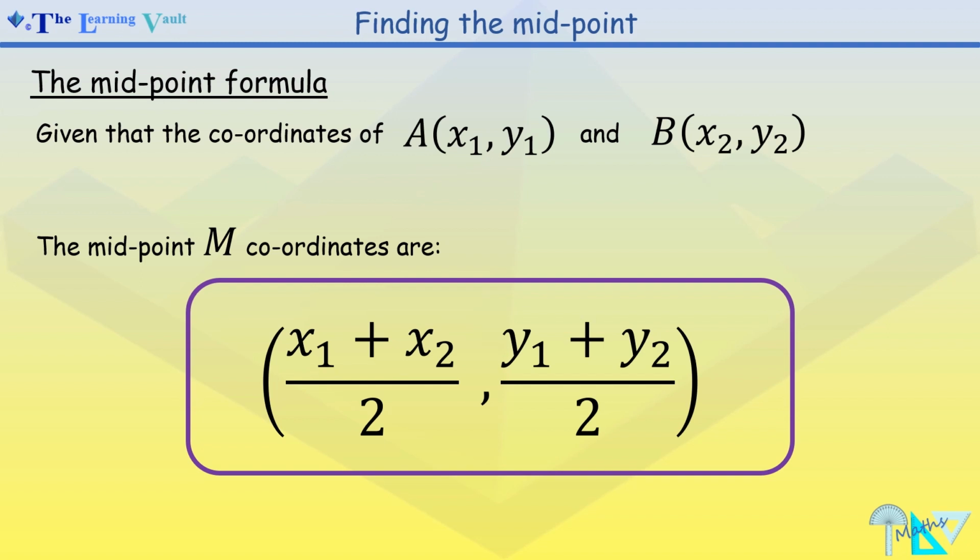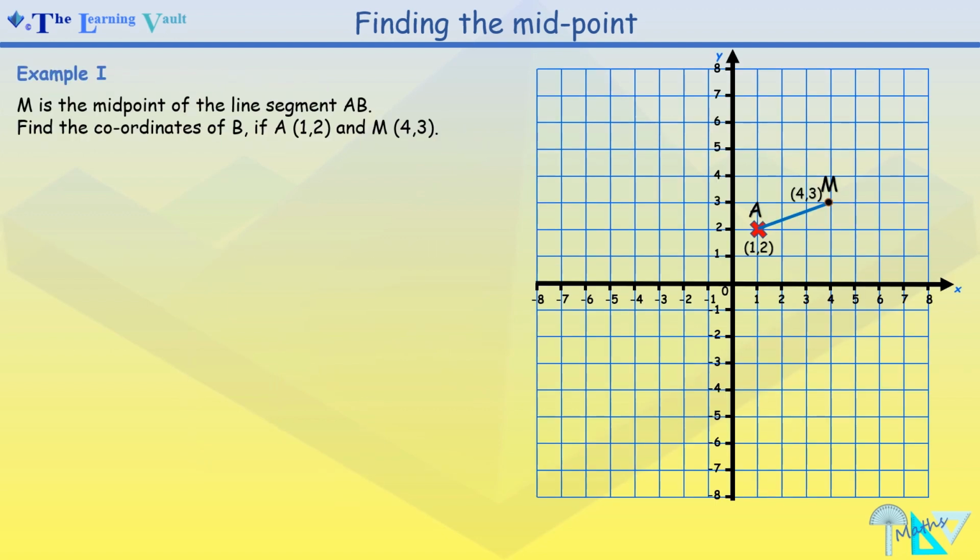Let's recap on the formula on finding the midpoint. Note, to find the x-coordinate of the midpoint, we add the x-coordinates of A and B and divide by 2. And to find the y-coordinate of the midpoint, we add the y-coordinates of A and B and divide by 2. Now, still on example 1, let's state the formula.